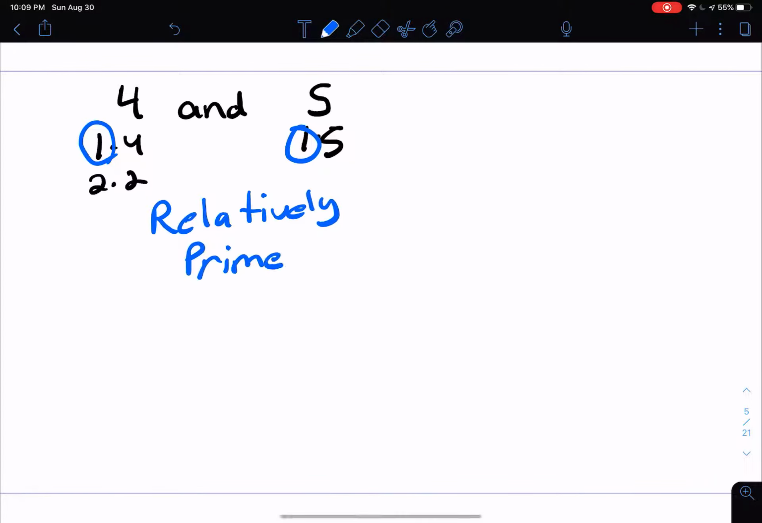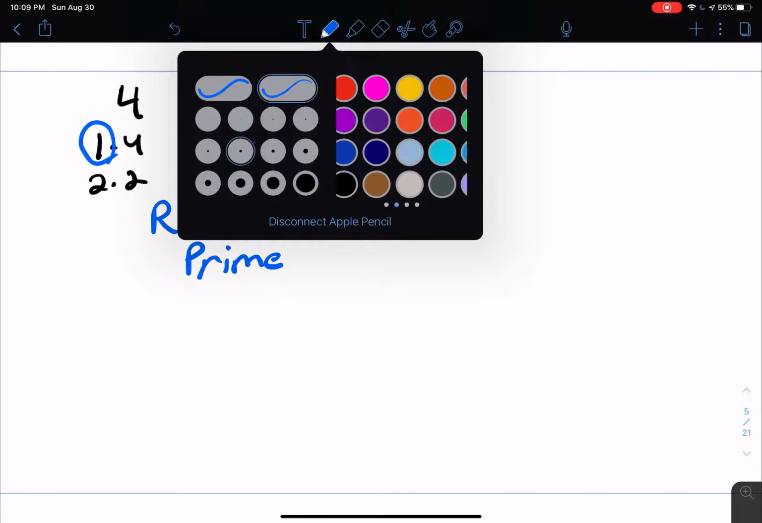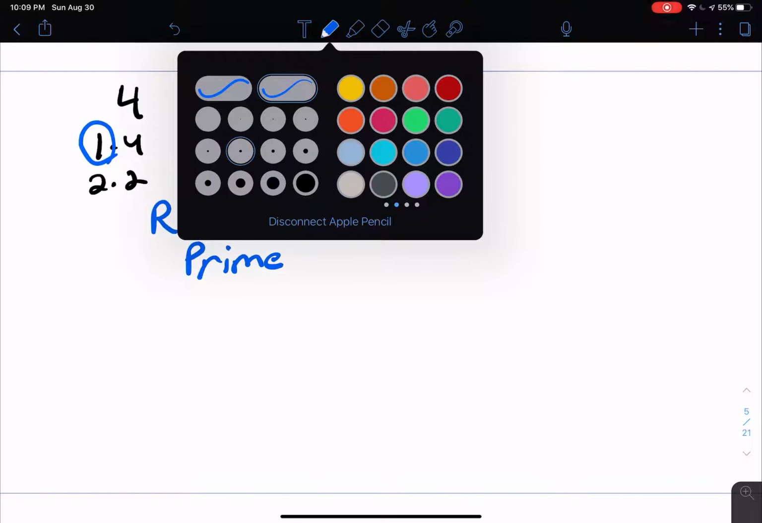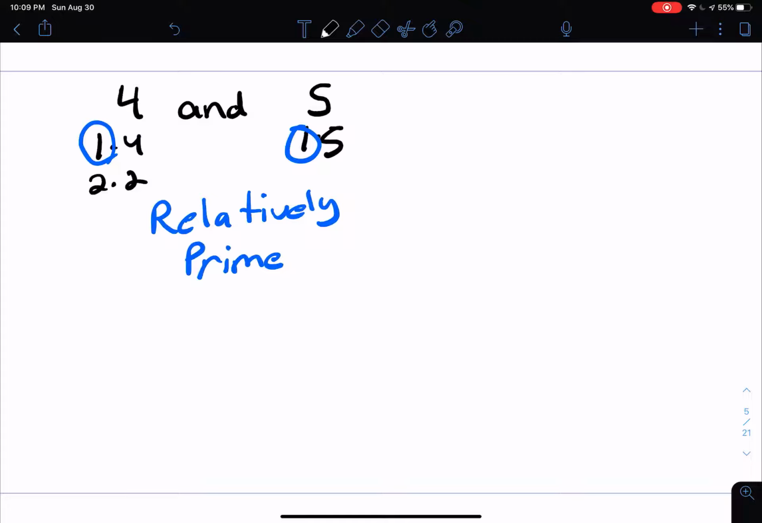So that's kind of a cool, oh, I just discovered I have more colors. I didn't realize that. That makes sense. There's 4 dots there, so that means there's going to be more options. All right, learn something every day.